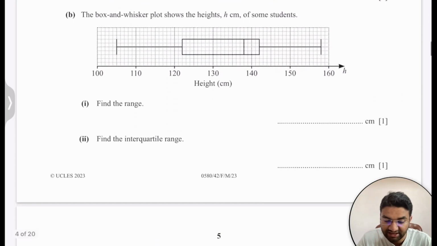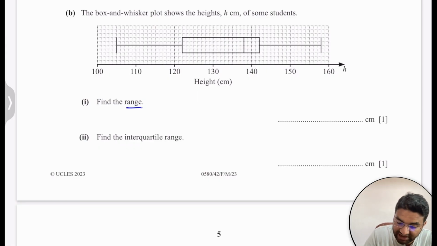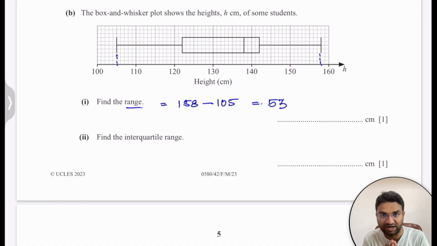Next, a box and whisker plot shows the heights of some students, and we have to find the range. First of all, range is maximum value minus minimum value. Here the maximum value is 158 minus 105, which is equal to around 53. That's the answer you will get.